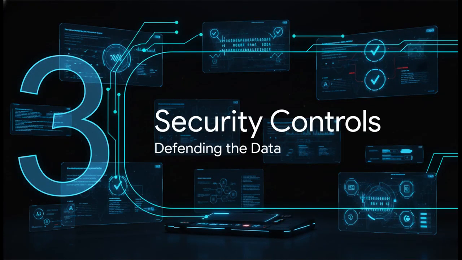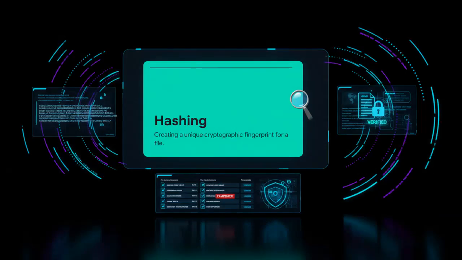That brings us to section 3, the security controls we use to defend the data. One of our absolute best defenses in the cybersecurity world is hashing. Security professionals use hashing algorithms, like SHA-256, for example, to generate a completely unique digital fingerprint for a file. And the crazy thing here is that if even one single byte in a massive document gets changed, that hash value changes drastically. It instantly exposes the tampering. It is literally a mathematical guarantee of unaltered data.